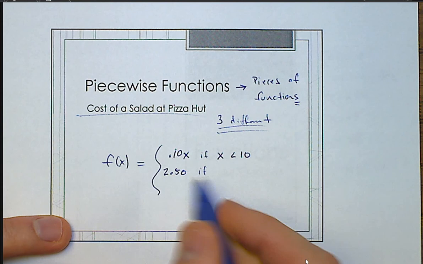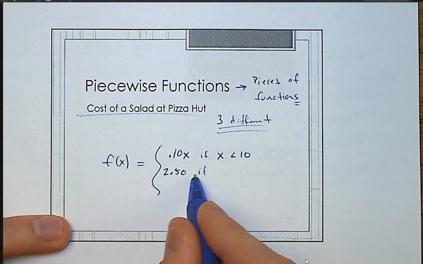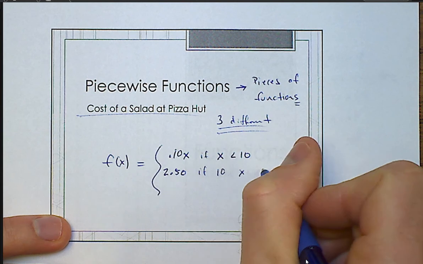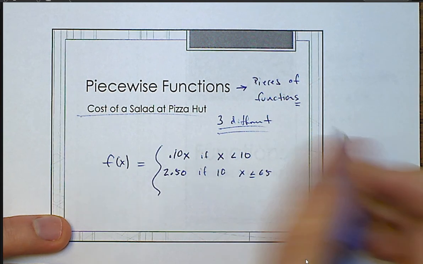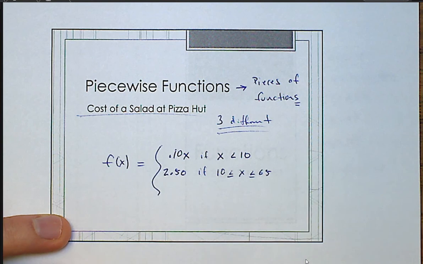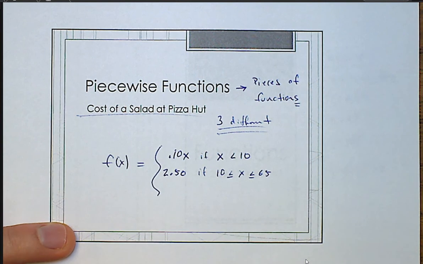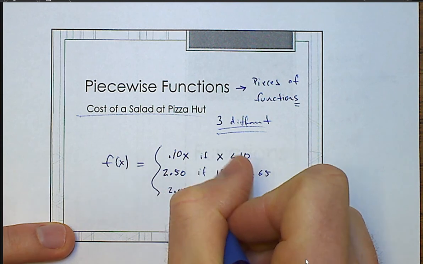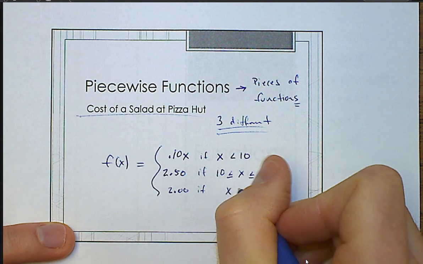It's $2.50 flat between the ages of 10 and 65. Okay, so if you're greater than 10, then you're going to pay a $2.50 flat charge. And then we'll say just a flat $2 if you're older than 65.